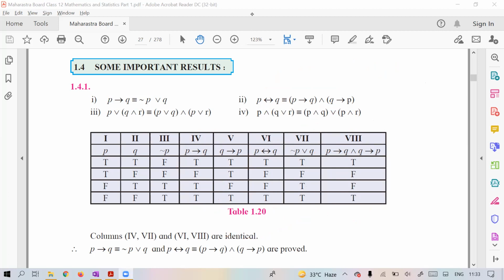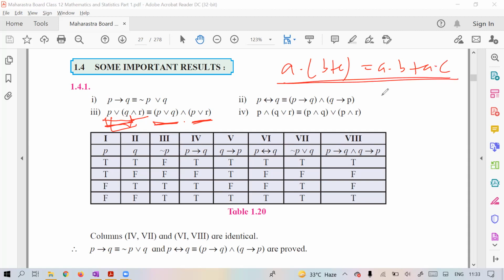And the third statement is P or (Q and R) is equal to (P or Q) and (P or R). So see, P or Q taken together, and P or R, like A into (B plus C) equals A into B plus A into C. You know this, the distributive law. This is also a distributive law. The third is nothing but a distributive law.